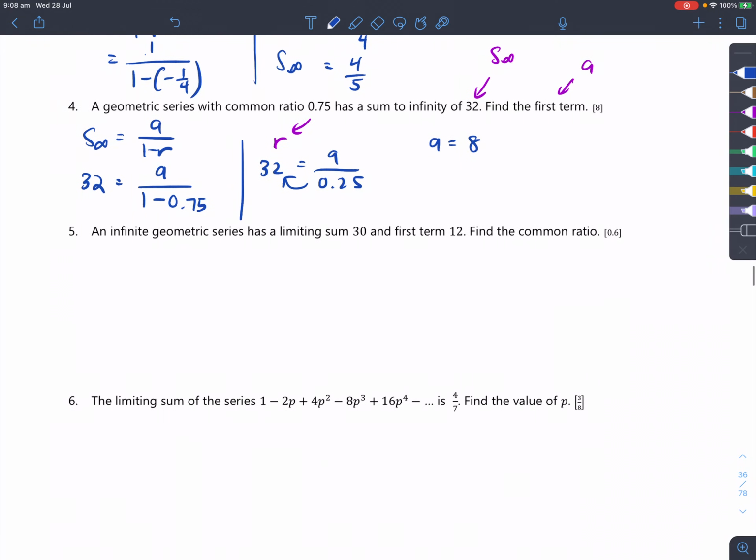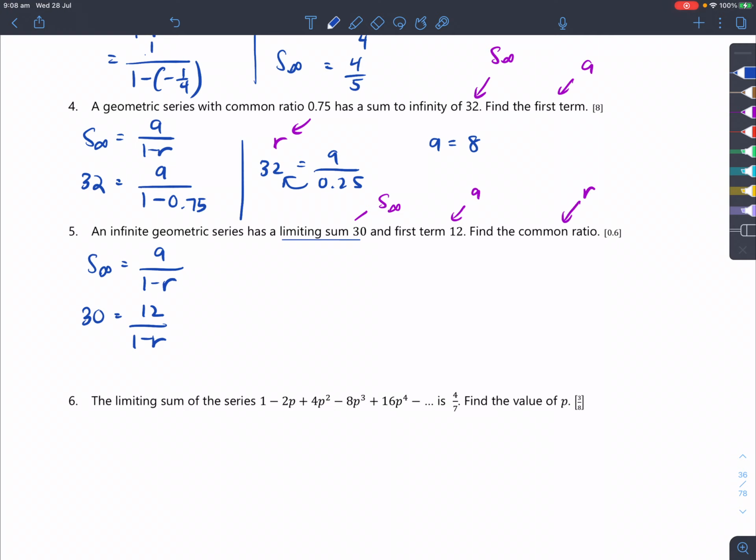Question 5. An infinite geometric series has a limiting sum 30 and first term 12. Find the common ratio. So we've got S infinity, so sum of infinite terms. a is 12, and the ratio is r. The sum to infinite terms is a over 1 minus r. Replace the sum to infinity with the limiting sum 30, and that is equal to a, which is the number 12, over 1 minus r.